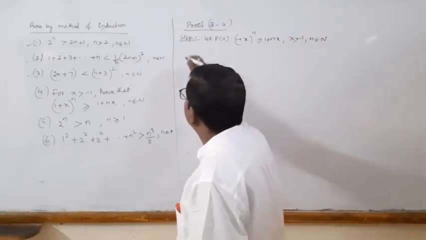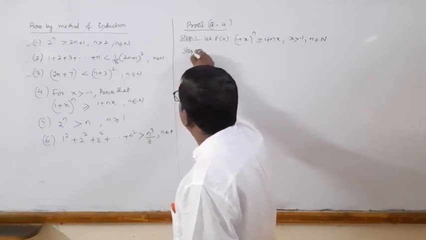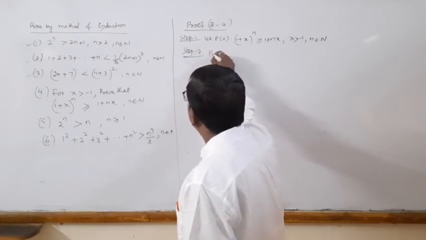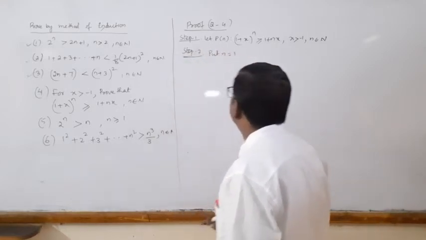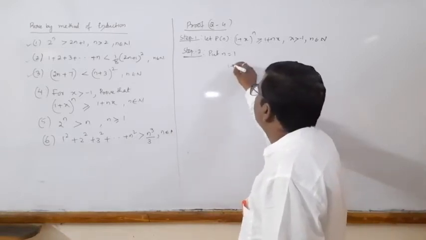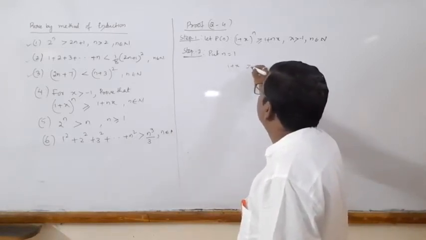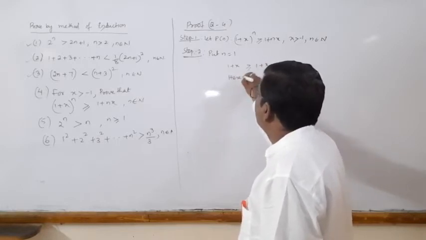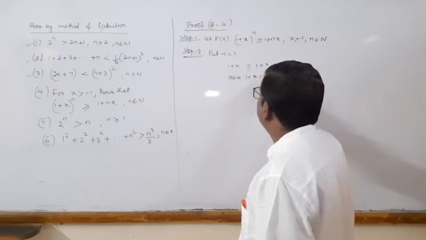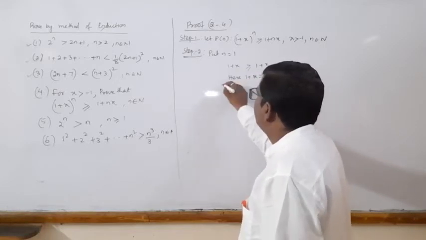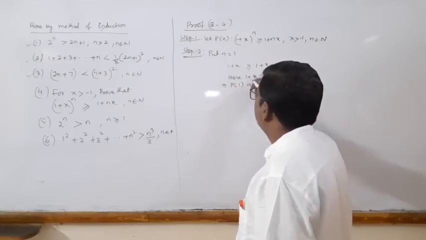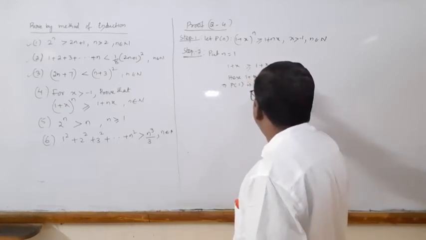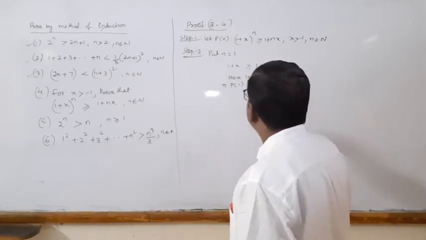Step 2: put n equal to 1. That is, 1 plus x is greater than or equal to 1 plus x. So here 1 plus x is equal to 1 plus x, that implies P of 1 is true for x greater than minus 1.